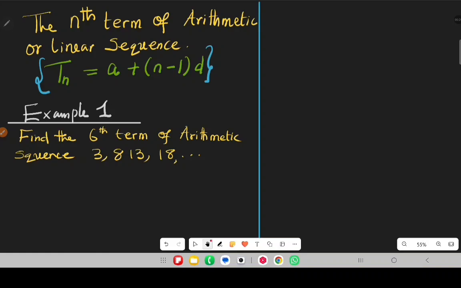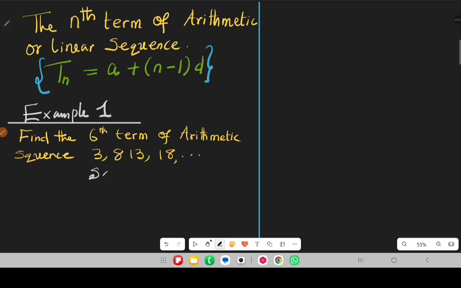And today we are going to learn about the nth term of an arithmetic or linear sequence. The nth term is given as Tn equals a plus (n minus 1) times d. We take example 1: find the sixth term of the arithmetic sequence.